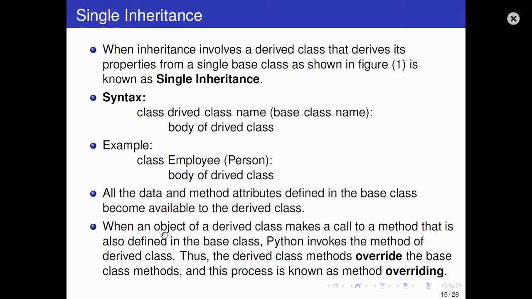So what is it saying? When an object of a derived class makes a call to a method that is also defined in the base class, the method is available at both places. Python invokes the method of the derived class, and the derived class method overrides the base class method. This process is called overriding.